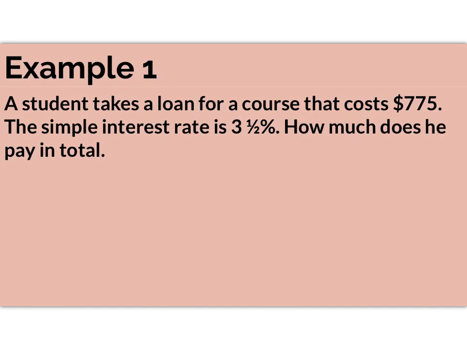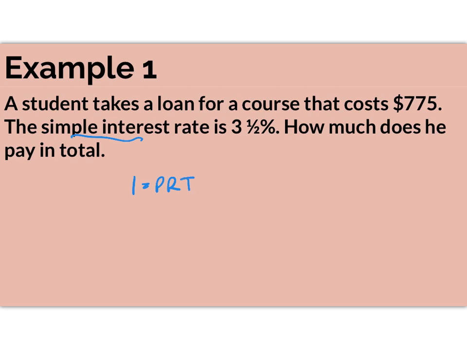So let's look at our first example. A student takes a loan for a course that costs $775. The simple rate is 3.5%. What you don't see is a total, and it says right here simple interest, so you know you're dealing with I equals PRT. I'm sorry, you're not given a time.